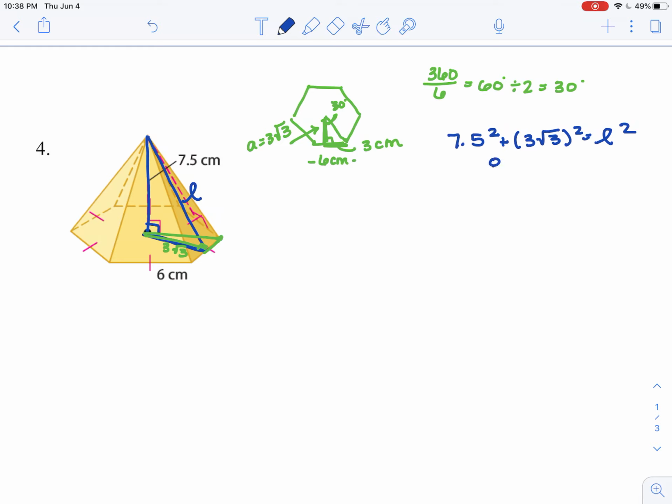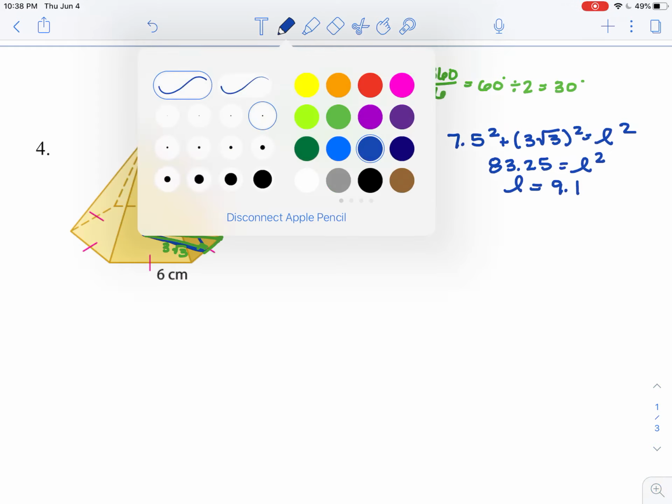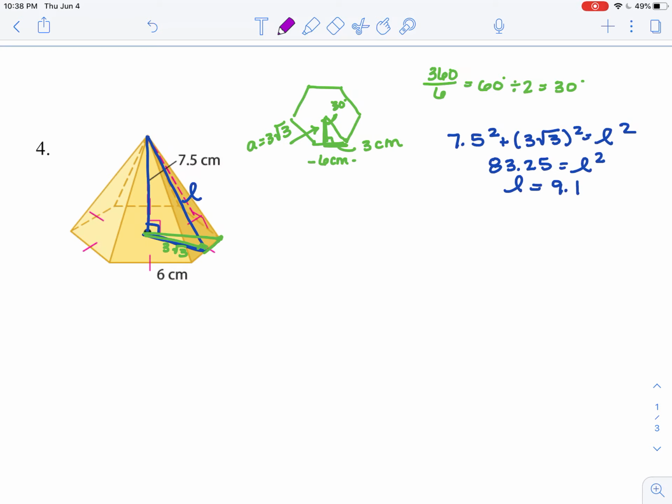That's 83.25 equals L squared, or a slant height of about 9.1. Okay, now we have all the parts we need in order to calculate the surface area.